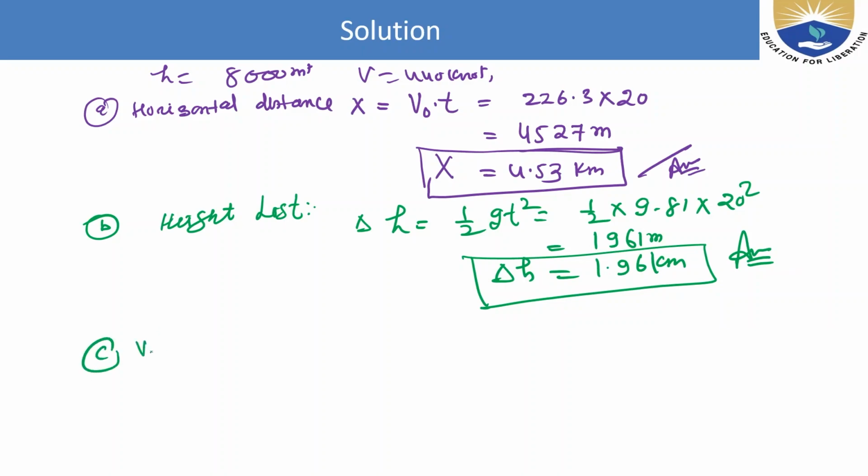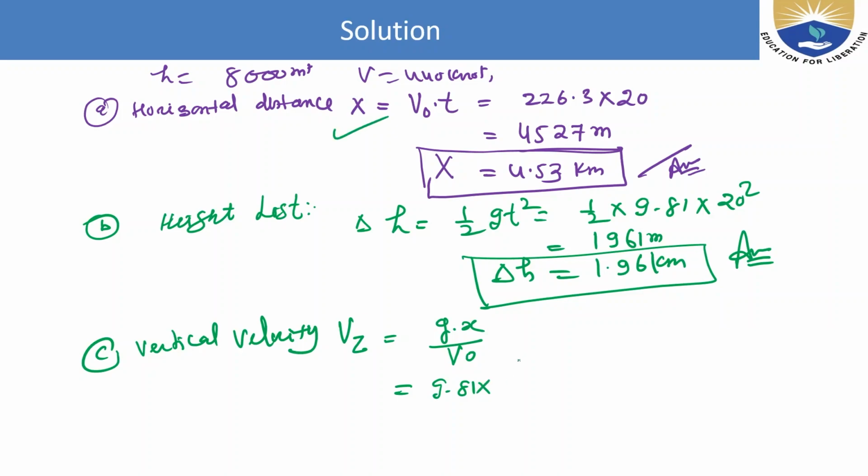Vertical velocity, that is Vz, is equal to g into X divided by V naught. g is equal to 9.81. X we have found out from here. It is 4527 divided by velocity 226.3. You will get this answer as 196.1 meter per second or 381.2 knot. So this is the answer for the third case.